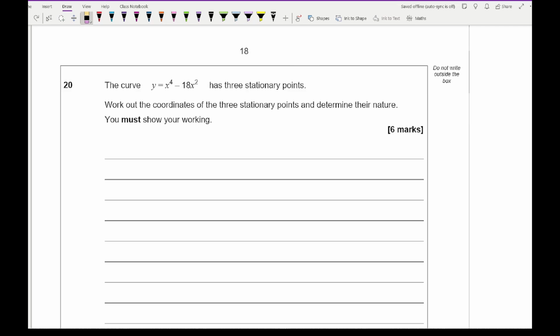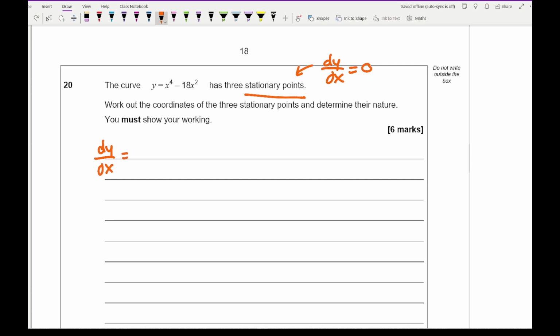So moving on to question 20, it says the curve y equals x to the power 4 minus 18x squared has 3 stationary points. Work out the coordinates of the 3 stationary points and determine their nature. And you must show your working out for 6 marks. Well, the first thing to recognise is that at stationary points, dy over dx is going to equal 0. So first of all, finding out what dy over dx is.